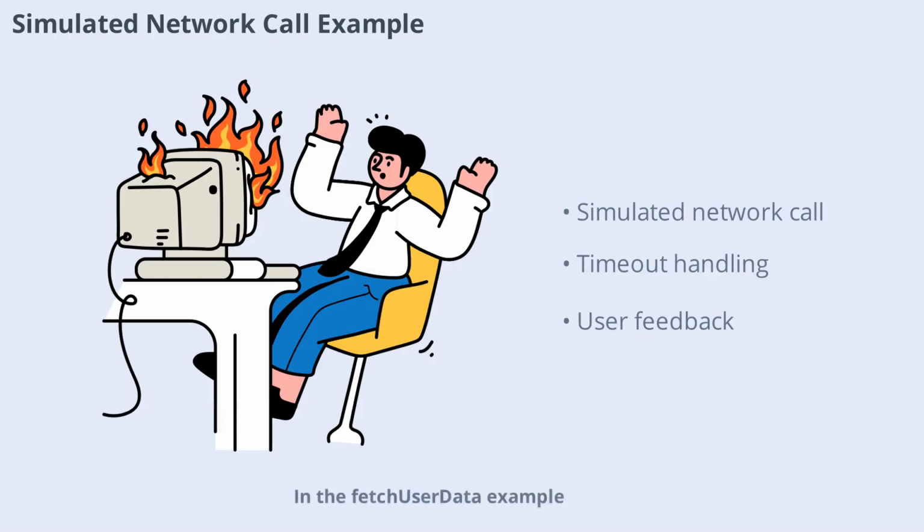In the fetch user data example, a simulated network call is wrapped in withContext, Dispatchers.Default. If the call fails due to a timeout, the exception is caught and an error message is displayed. This pattern is common in real-world applications, where network reliability can't be guaranteed and user feedback is essential.